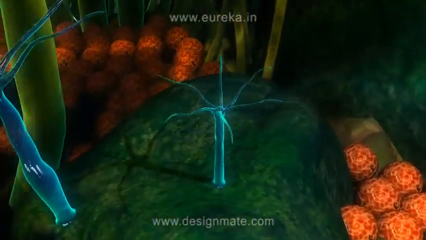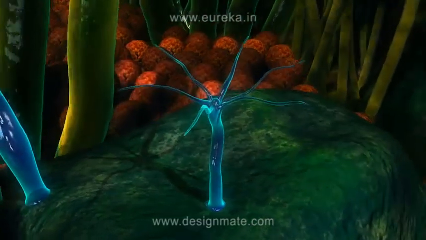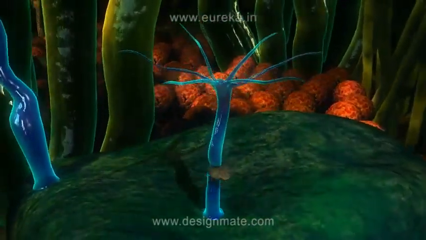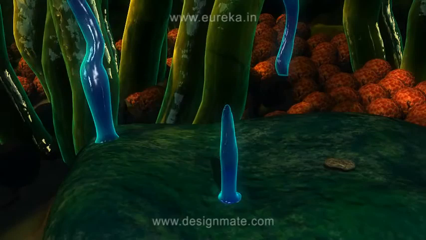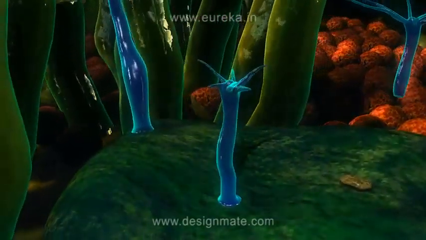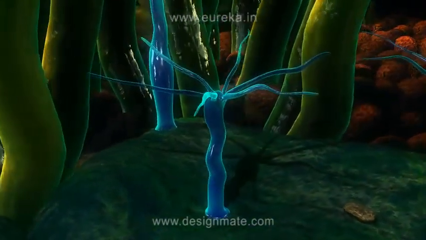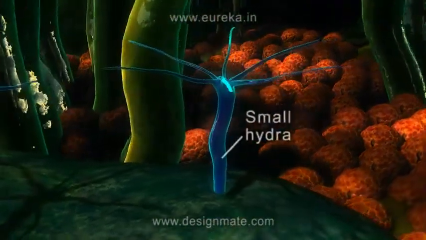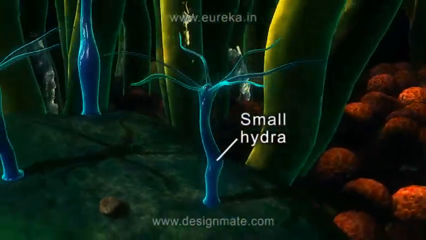In Hydra, another method of regeneration is seen. For example, if a sharp stone cuts the body of a Hydra into two parts, it has the capacity to reorganize and form a new Hydra from each of its parts.